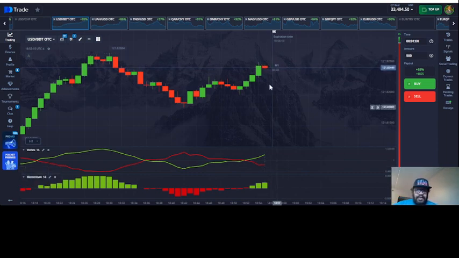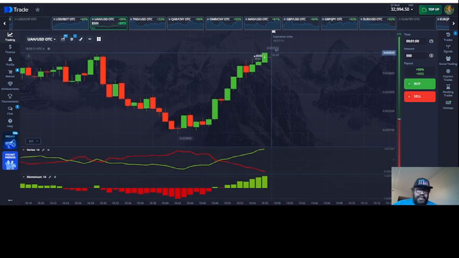All right. So first thing you want to do is look for the vortex divergence and look for these growing histogram lines to print. Okay, so what I'm going to do now is pause the video and look for the next trade setup.